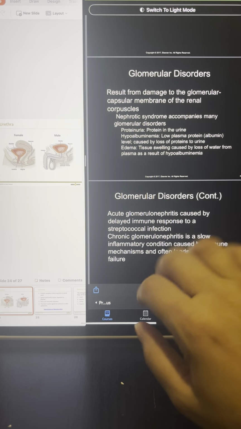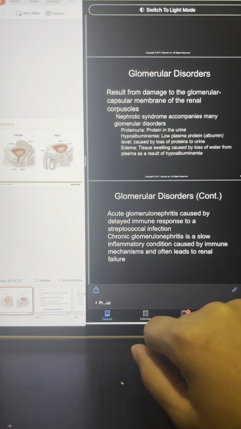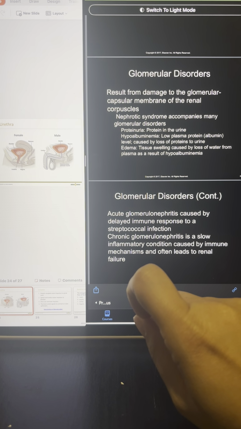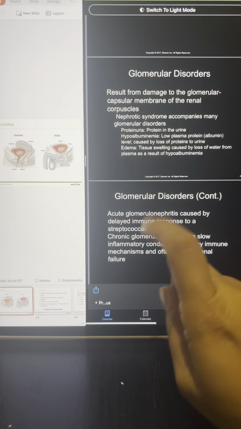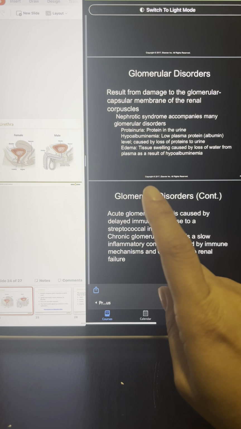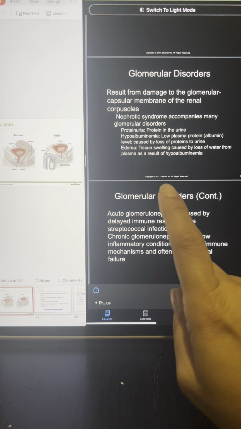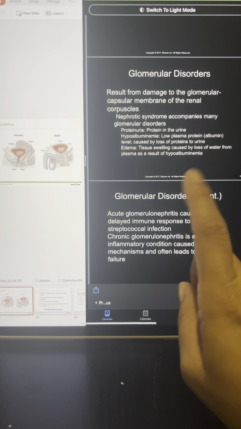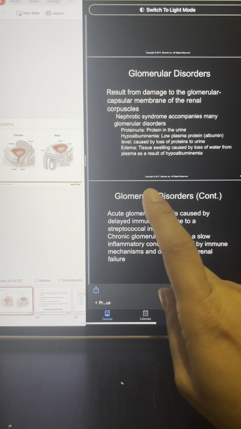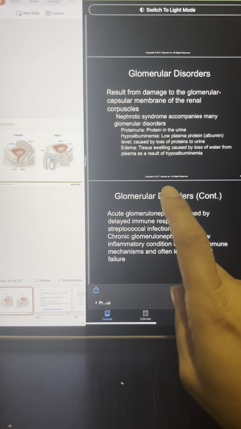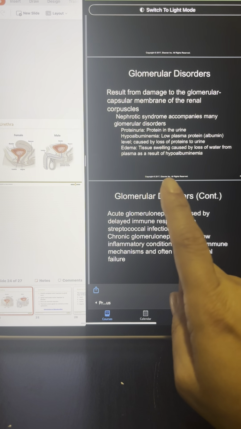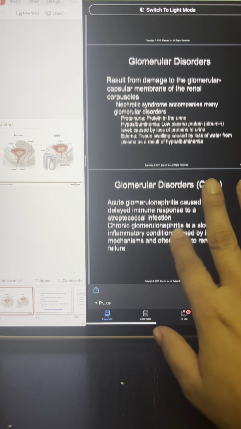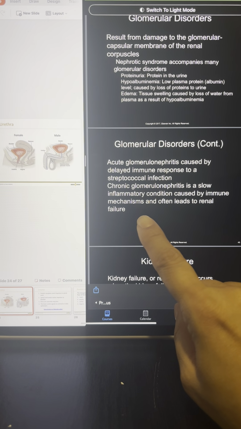Glomerular disorders result from damage to the glomerular capsule membrane of the renal corpuscle. Nephrotic syndrome accompanies many glomerular disorders. Proteinuria is protein in your urine. Hypoalbuminemia, low plasma protein level. Edema, tissue swelling caused by loss of water from plasma as a result of hypoalbuminemia.